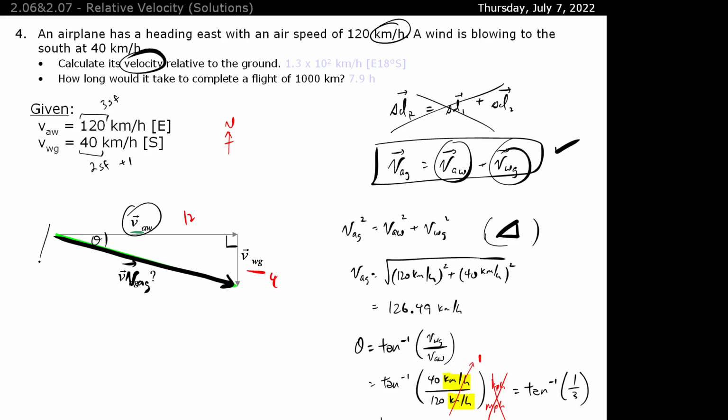For part B, since we know the physical length between these two, which is not the same diagram, but you just know that it's going to be in the same direction, that is your displacement. So you know that your displacement from the airplane's beginning to the ground, I'll just call it delta D, is equal to 1,000 kilometers, and your velocity of A to the ground is equal to 126.49. If you're planning on reusing the numbers, carry some extra sig fig. Don't use the rounded one, otherwise your final answer will be further rounded from what the correct answer should be.